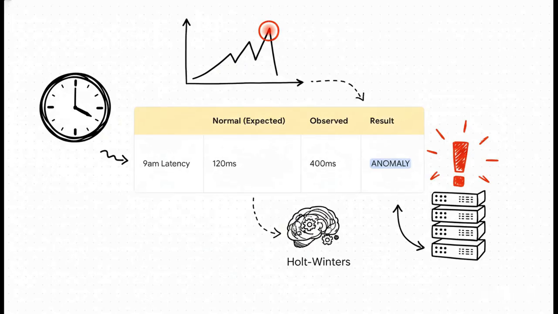Let's see what that actually looks like. Imagine your old static alert is set at 500 milliseconds. At 9 a.m., your latency hits 400 ms. Your static alert does nothing. It stays silent. But an algorithm like Holt-Winters knows that for this time of day, latency is usually only around 120 ms. So that 400 ms spike is a huge deviation from the expected pattern. That's a real anomaly. That's an alert that actually means something.